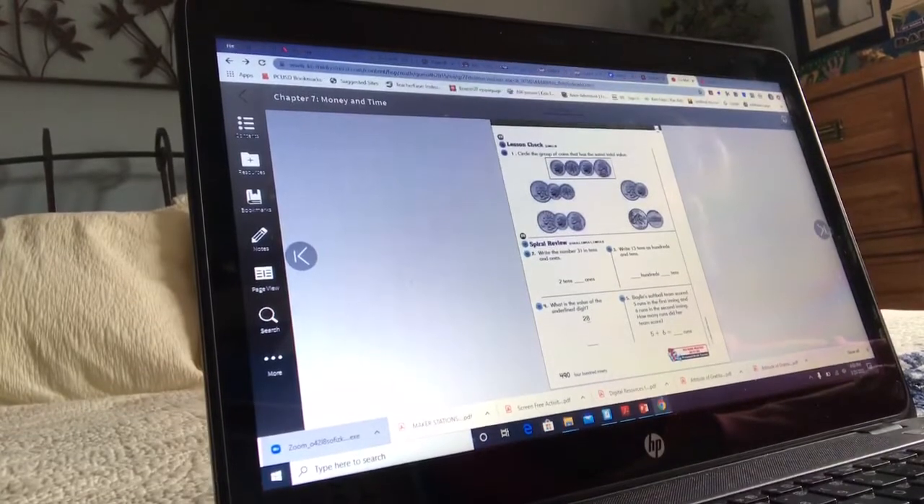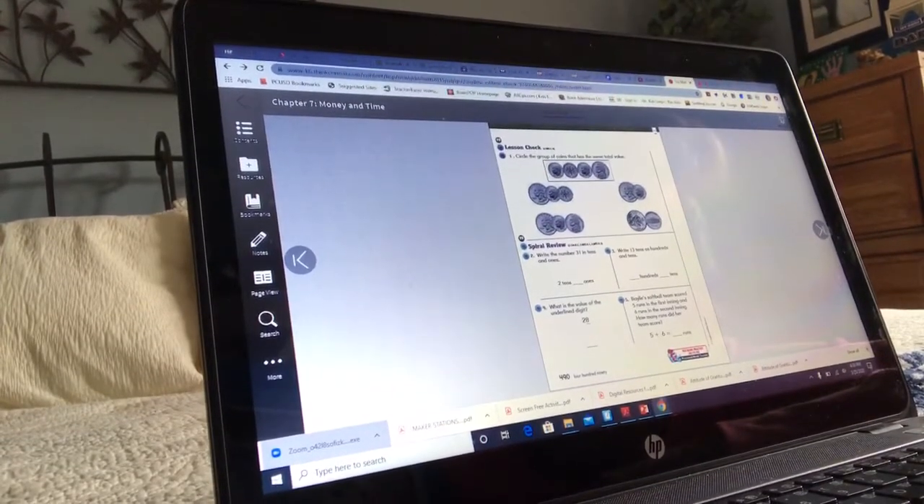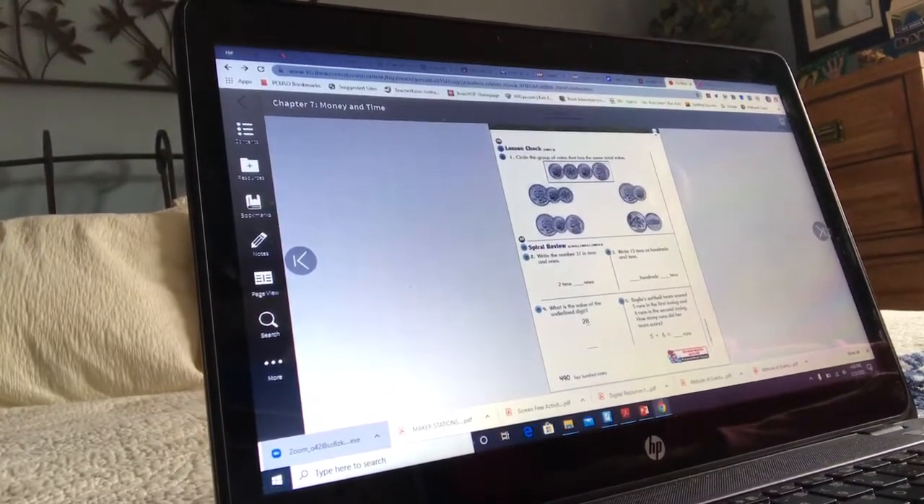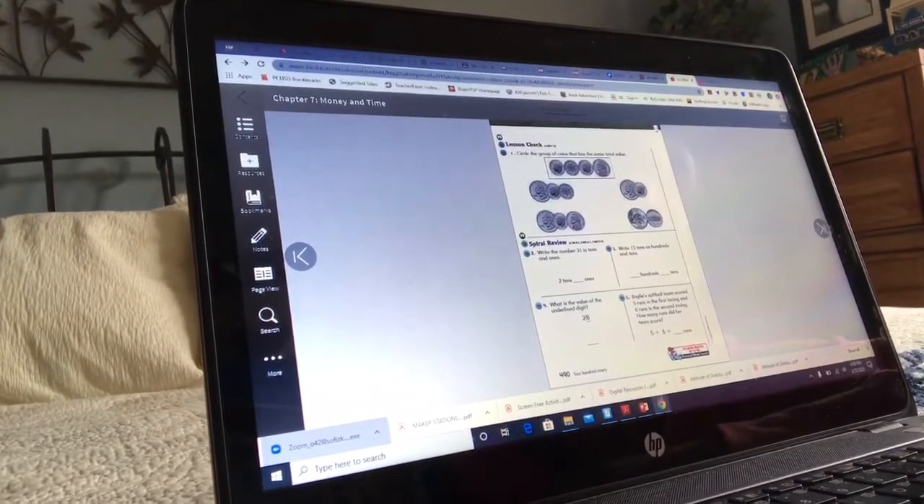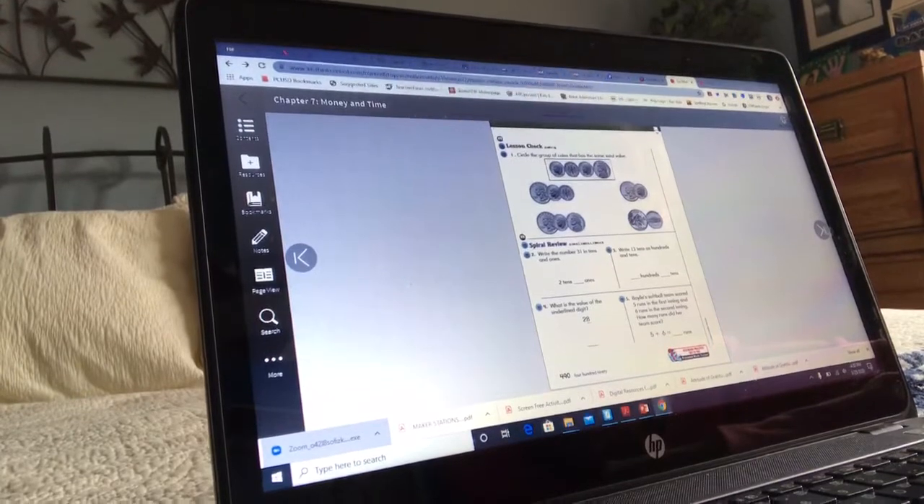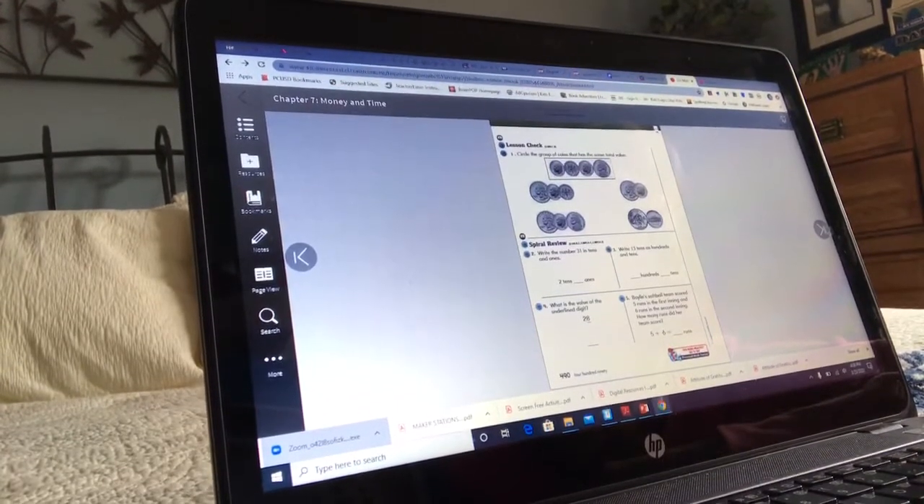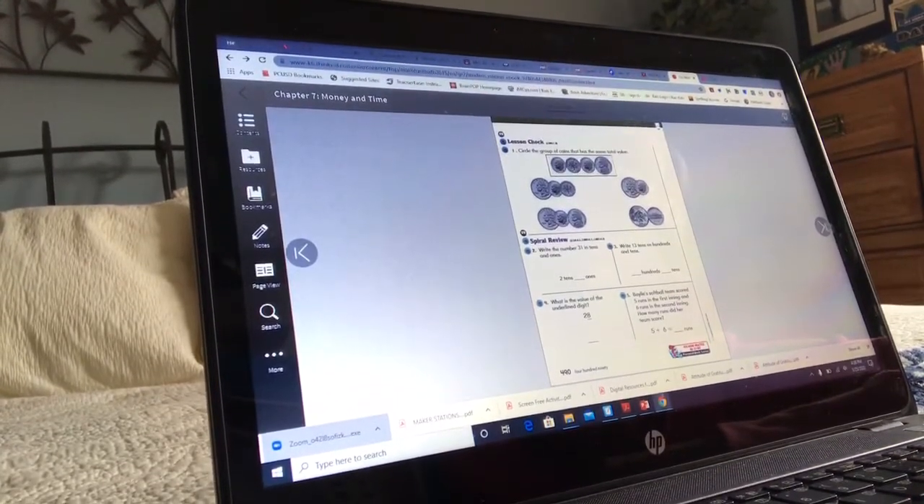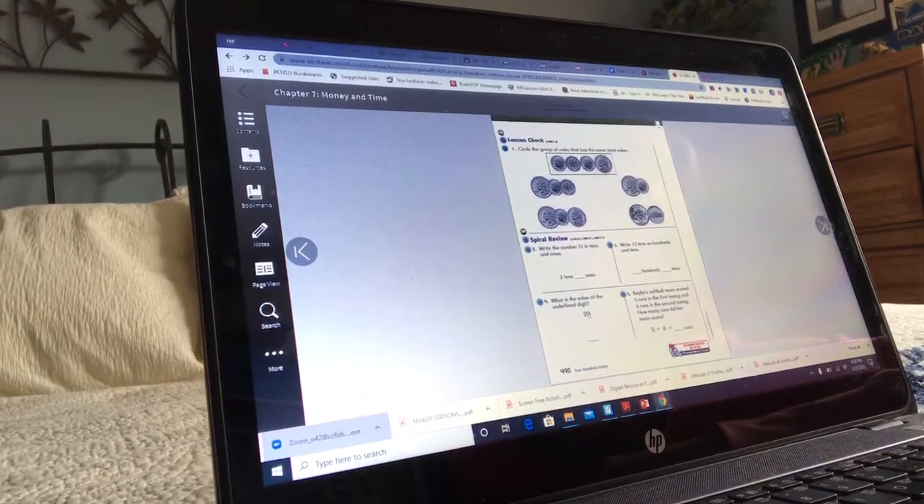Remember, you're always free to ask me any questions that you want. And please make sure you're having your parents check over your math book. It's important. These math pages are important to help you learn how to count money and to remember the skills that we've been working on.